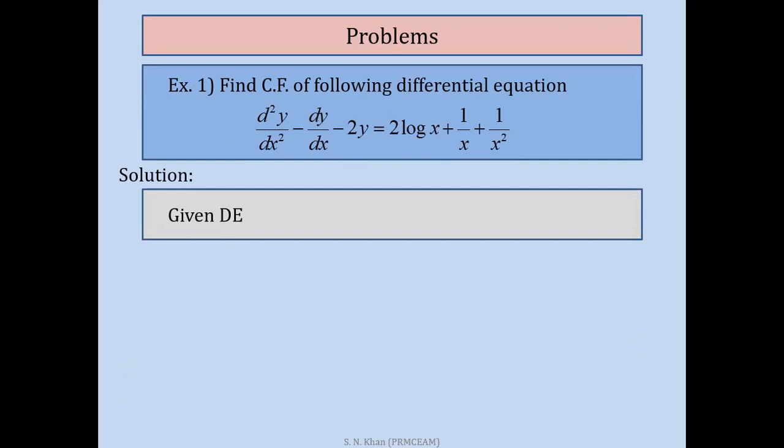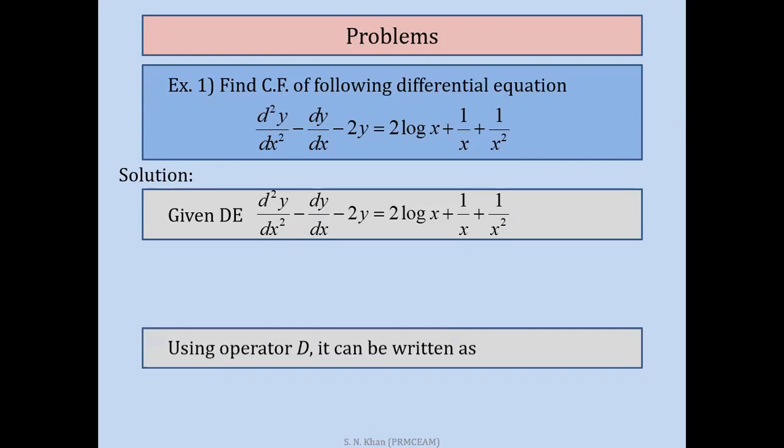Solution. We will as usual start with the given differential equation, which is d2y by dx square minus dy by dx minus twice y equal to twice log x plus 1 by x plus 1 upon x square. As usual, we have started with the given differential equation. Now, as I told you earlier, each and every differential equation should be written in terms of operator D only. हमें कहीं भी dy by dx का टर्म नहीं चाहिए. Operator D के फॉर्मेट में ही हमें इक्वेशन को लिखना है. Okay, so convert it in terms of operator D.